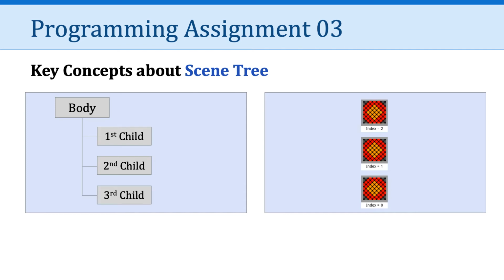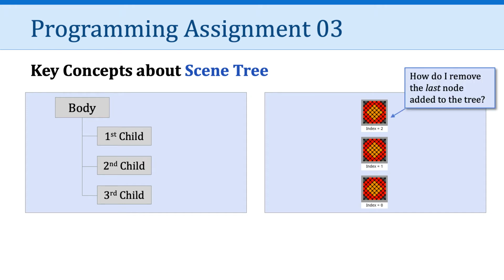And of course, when I add a third child, body now has 3 children, but the index of the last child added is 2, not 3. So the question becomes, for this assignment, how do I remove the last node added to the tree? And in this case, the last node has an index of 2.